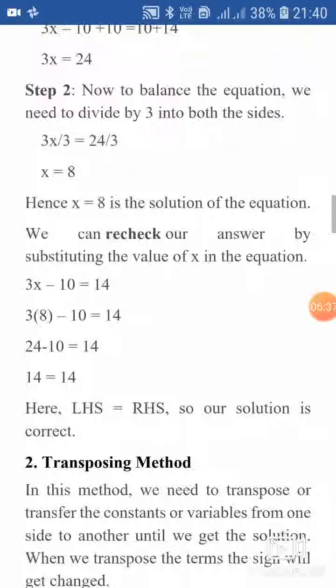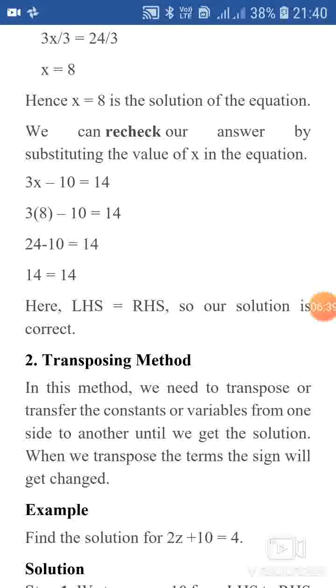Now we can also recheck our answer by putting it in our linear expression. Our linear expression was 3x minus 10 equals 14. The x value we have calculated is 8. So we put our x value in the expression. So 3 into 8 minus 10. 3 into 8 is 24. 24 minus 10 is equal to 14. So left hand side is 14 and right side is already 14. So both the sides become equal. Therefore our solution is correct.